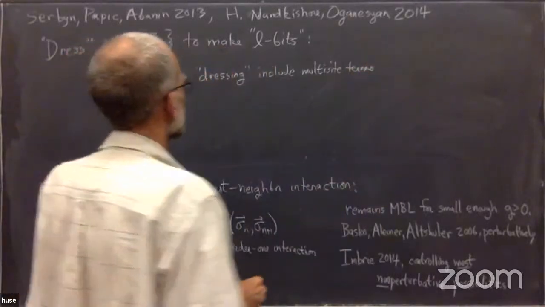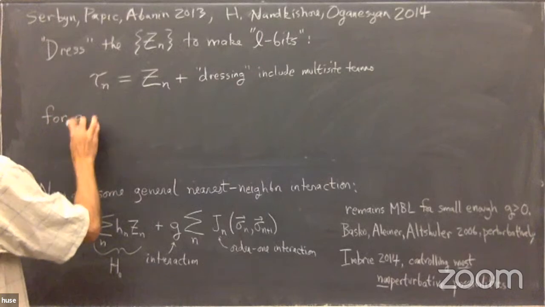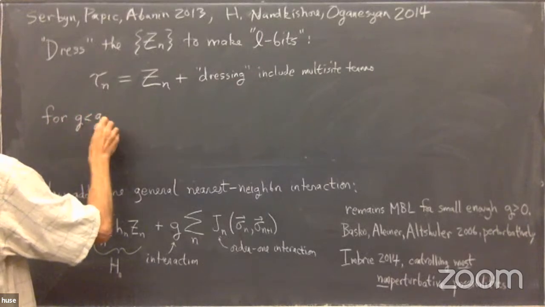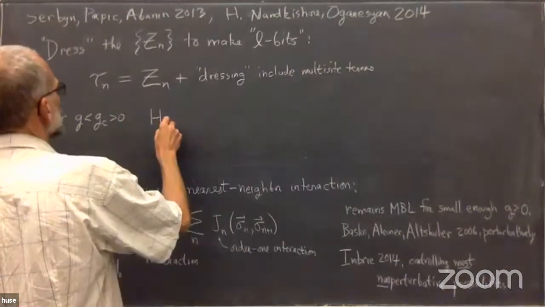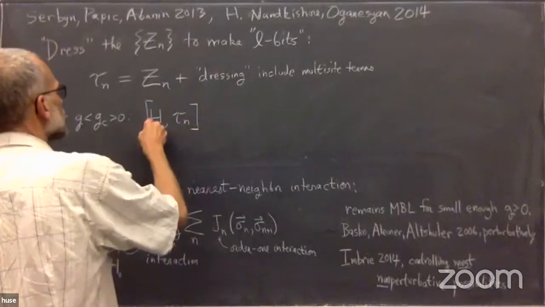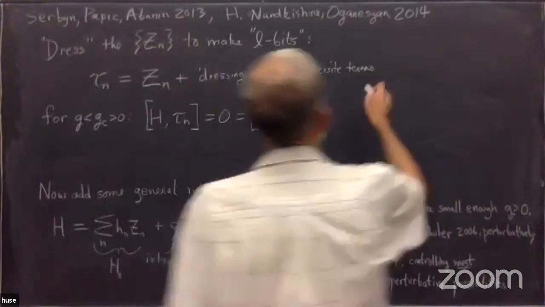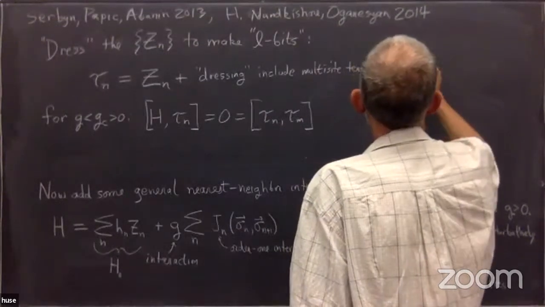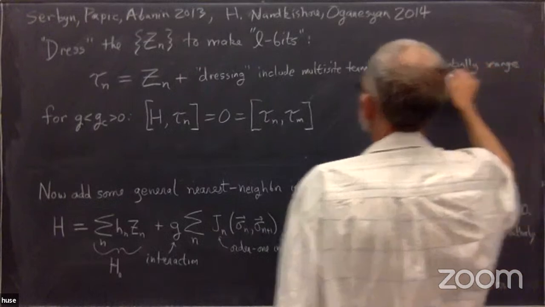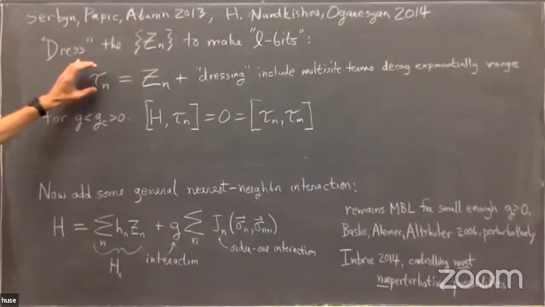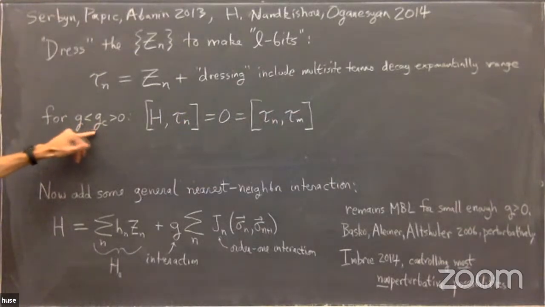And when this works, for small enough g, I'll finish that thought later, for g less than some critical value, which is bigger than 0, you get the complete set of conserved quantities. And these multi-site terms decay exponentially with the range. So in that sense, these L-bit operators, which are the conserved quantities, remain localized when we're in the MBL phase below some critical value.